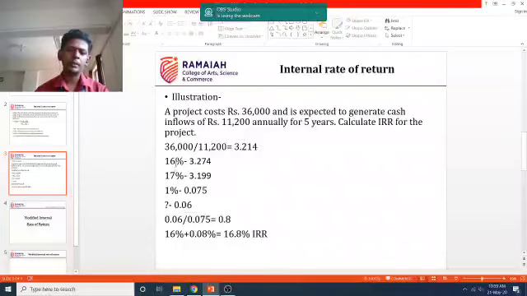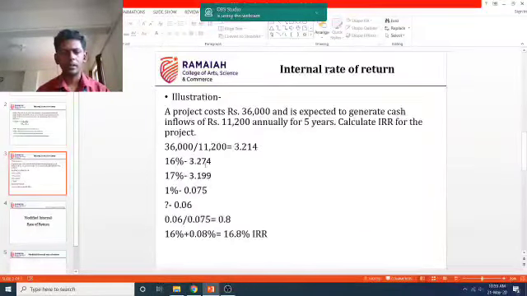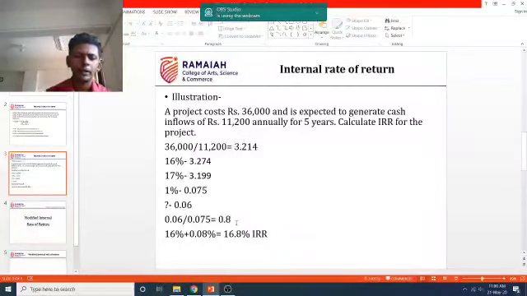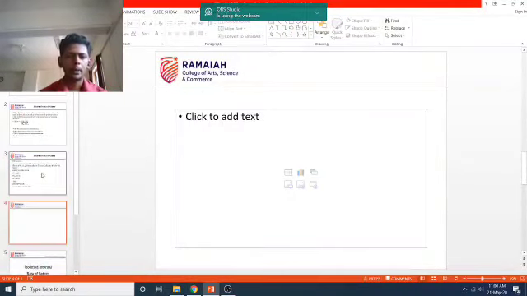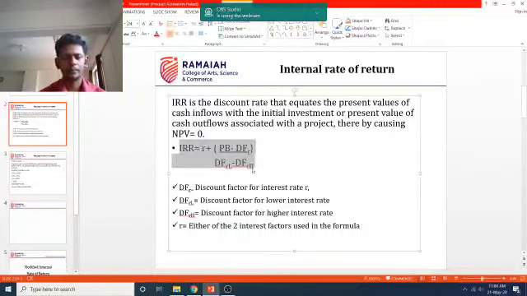For this 1% jump from 16 to 17, the difference is 0.075. How much percentage should we add to 16% so that there is a jump of 0.06? I cross multiplied and arrived at 0.8%. Add 16 plus 0.8, which gives you 16.8% IRR. I'll do one thing now: I'll take the formula as it is and try to solve it using the formula.